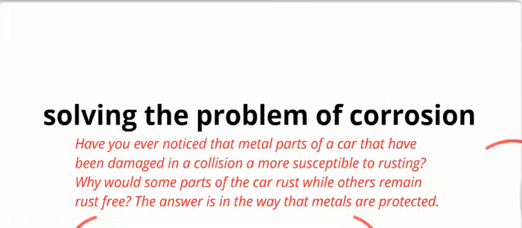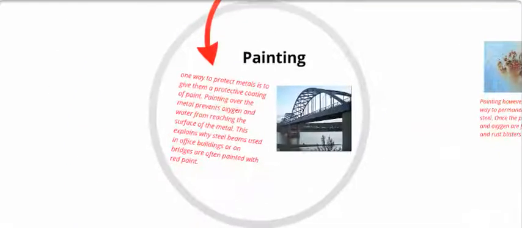Have you ever noticed that metal parts of a car that have been damaged in a collision are more susceptible to rusting? Why would some parts of the car rust while others remain rust-free? The answer is the way in which the metals are protected. So, painting. One way to protect metals is to give them a protective coating of paint. Painting over metals prevents oxygen and water from reaching the surface of the metal. This explains why steel beams used in office buildings or bridges are often painted with red paint, or in the case of our lovely Peace River Bridge, blue paint.